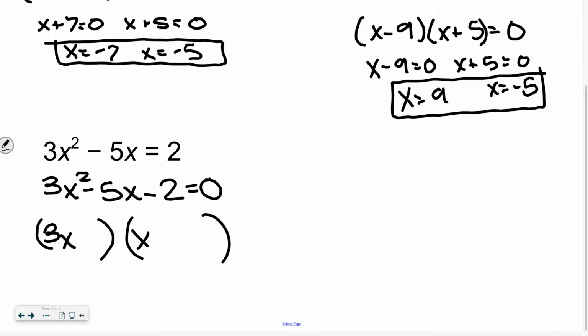2 and 1. -2 or 2 and 1. 2 and 1. Okay, so we'll have to be careful here. We need it to be negative. So 1 is going to be negative and 1 is going to be positive. And we need it to make -5, right? So we need a negative -6 and a +1.